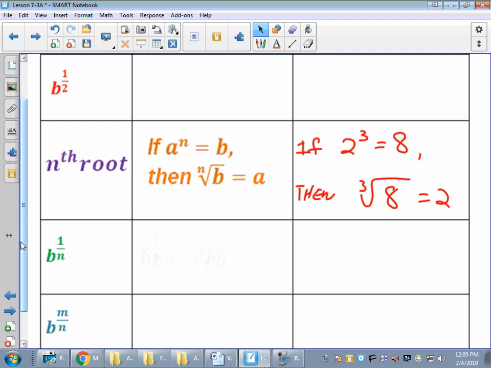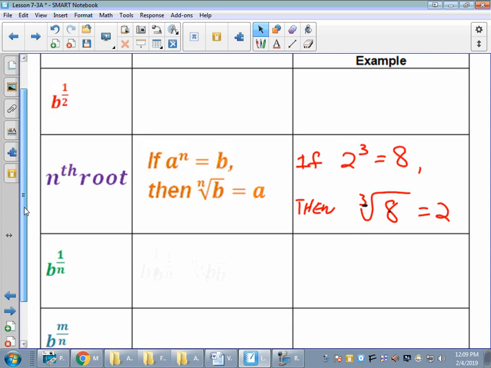Because remember what it's saying is 2 times 2 times 2 equals 8. And over here you're saying, hey, what times itself 3 times gives us 8? And that gives us 2. So it's kind of the opposite. You can see that roots are the opposite of exponents. Okay, so let's go back up to the top, we kind of went in a little different order here.